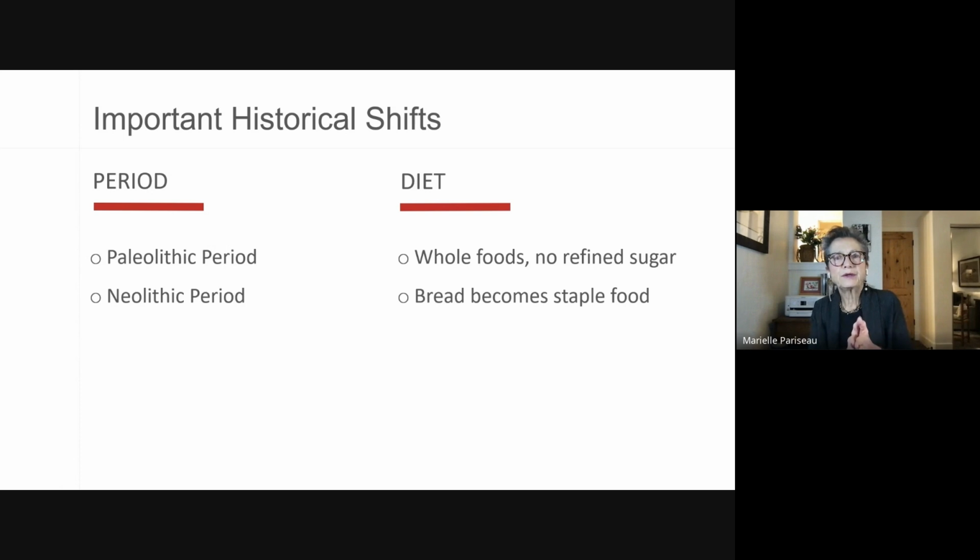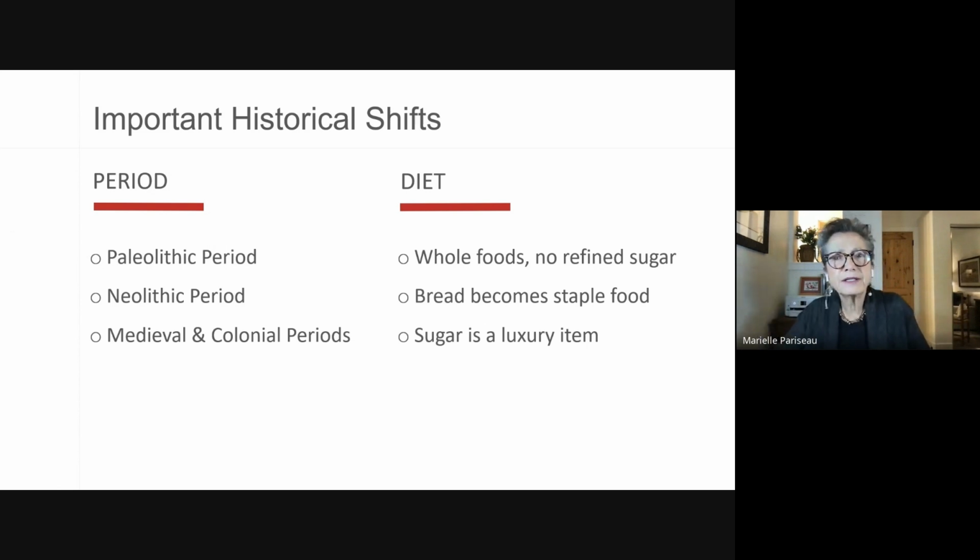Now let's move to another period, the medieval and colonial periods. This is a time where there's more and more global travel. The explorers are discovering new places. They're bringing back goods such as sugarcane, and sugar becomes more available, but it is very expensive. Sugar is a luxury item. And interestingly, research shows that the incidence of tooth decay in the wealthy populations was higher than in the poor, which is the other way around today. And so that had to do with access to sugar.